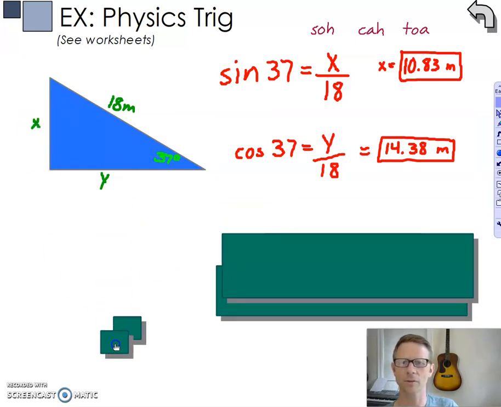Sorry, these are x and y. I just chose arbitrary labels. Actually, I don't love my labels because y is more of a vertical quantity and x is more of a horizontal quantity. So that was a poor choice.